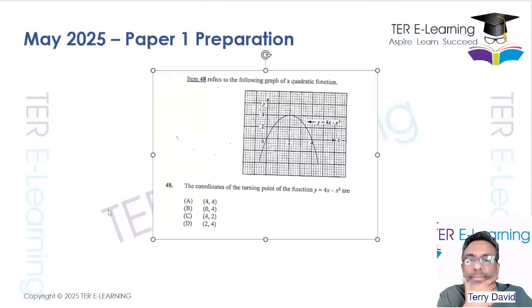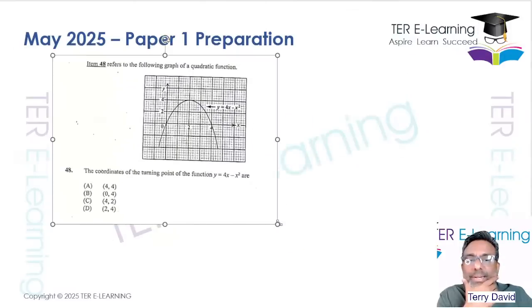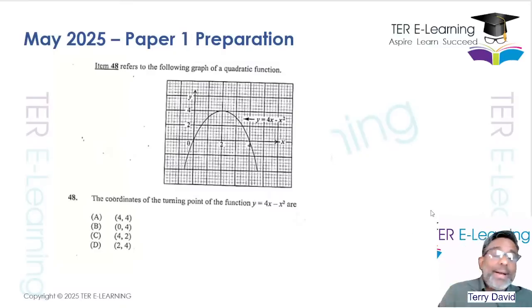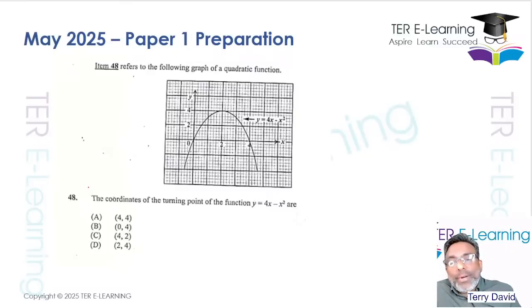The next one here. Now this is a graph that tends to appear in the exam a lot. It is a quadratic and it has a maximum point. Now what they did in this question though, they changed the wording of this question. Could you all tell me what the answer is for this one? The coordinates of the turning point of the function. What are they talking about here?